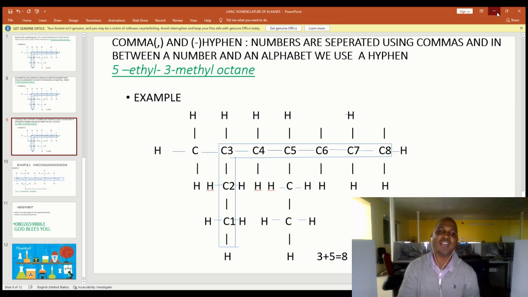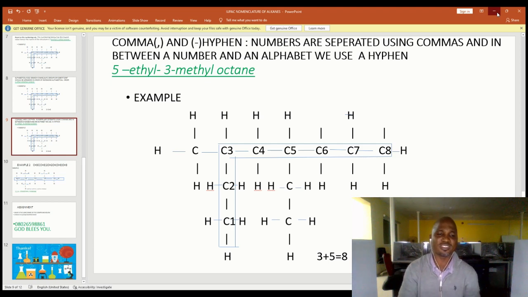And that's why we have 5-ethyl, hyphen 3 hyphen methyl octane. So you can see the hyphen here is separating this number 5 and E. The hyphen here is separating this letter L and 3. And the hyphen here is separating 3 and methyl, or M, before we can give the name. So it's 5-ethyl, 3-methyl octane. I'm sure you have understood this, but remember, we have not seen where there are two numbers close together. So my next example will illustrate that.